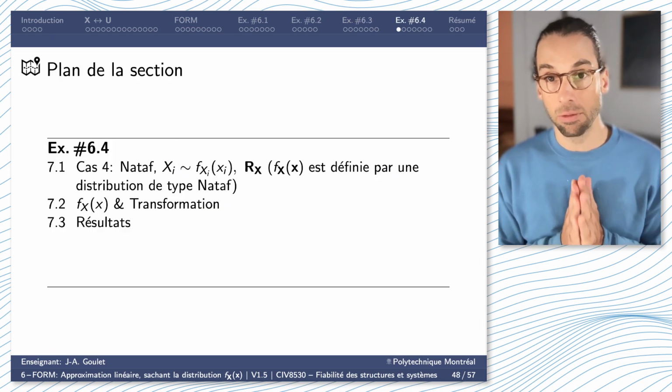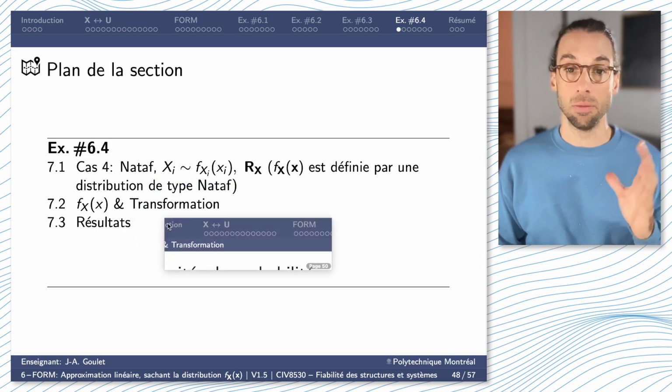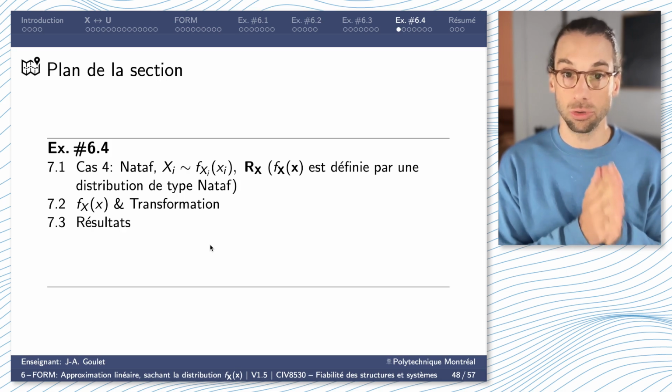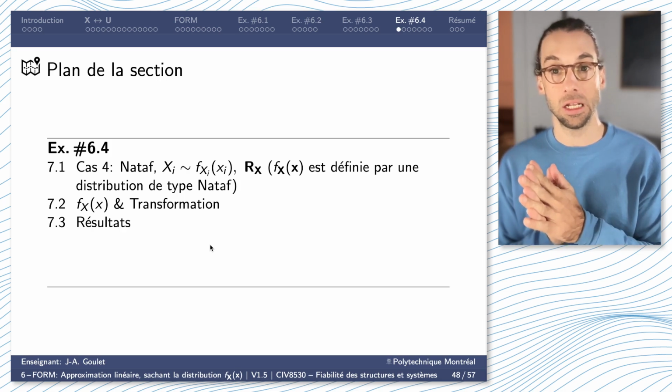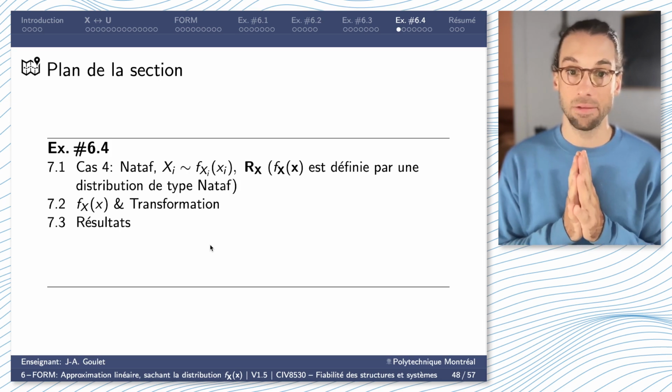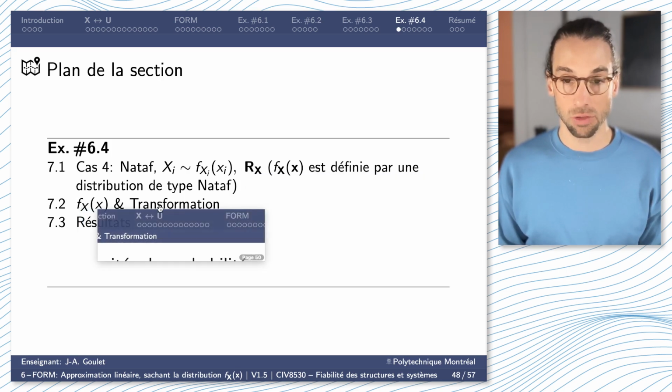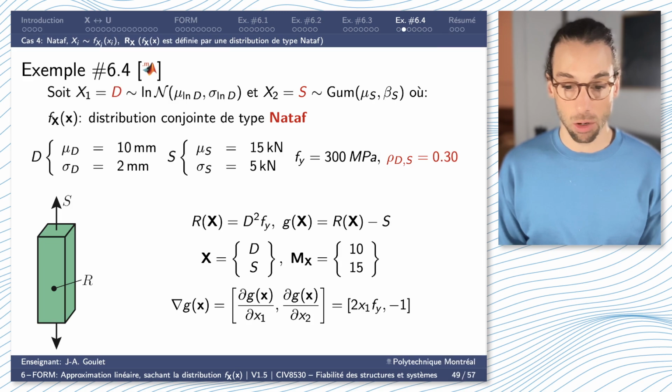Finally, the fourth case we want to cover is really the one that is the bread and butter of reliability theory applied to structures. It's going to be a joint probability density function modeled by a Nataf distribution where we know the marginals and we know the correlation matrix between our random variables. So what is going to be our transformation and what is going to be our result?